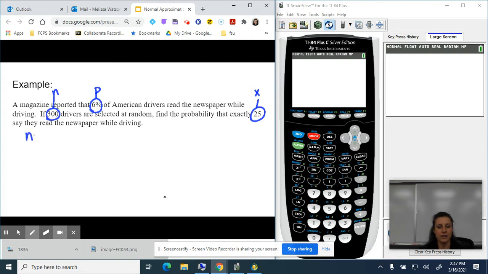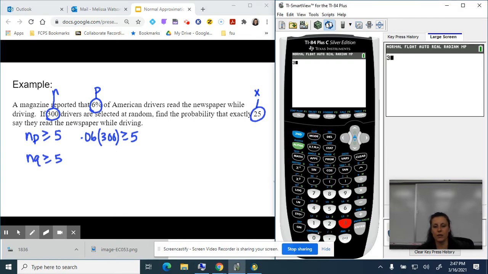So let's first see if a normal curve can be used to approximate this probability. We're going to multiply n times p and n times q and ensure that those are at least 5. All right, if we multiply 6% times 300, we're going to check to see if that's at least 5. I'm just going to go over here to this calculator. 300 times 0.06 gives me 18. So 18 is at least 5, so that passed the check.